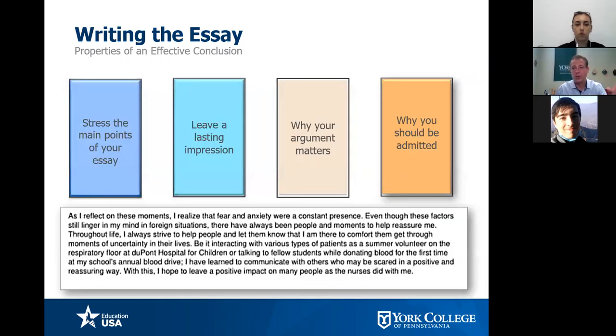Now, I won't read the whole thing. I'm going to start in the middle here. Be it interacting with various types of patients as a summer volunteer on the respiratory floor at DuPont Hospital for Children, or talking to fellow students while donating blood for the first time at my school's annual blood drive, I've learned to communicate with others who may be scared in a positive and reassuring way. With this, I hope to leave a positive impact on many people as nurses did with me.